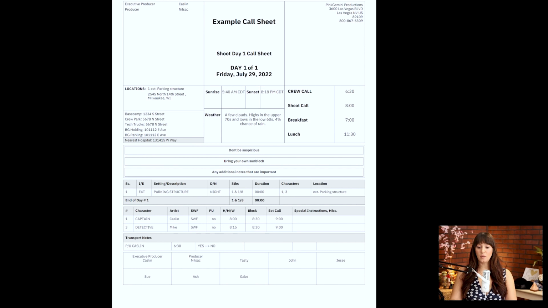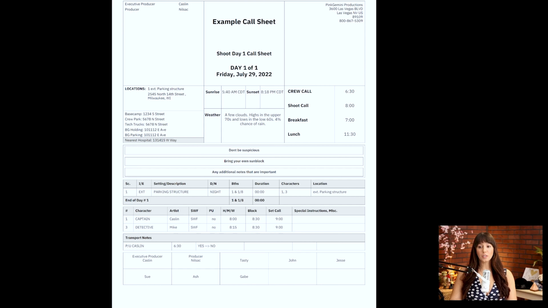So now we have your sunrise and sunset. This is pretty much standard on every single call sheet. The weather, I think this is important to note as well, especially if you're going to be filming outdoors. Is it going to be hot? Maybe you need to bring some sunglasses, sunblock, etc. Or say, for example, you're going to be filming inside, but it's going to be raining, so plan accordingly, have your umbrella ready, boots, whatever it is that you need to be prepared for your shoot.